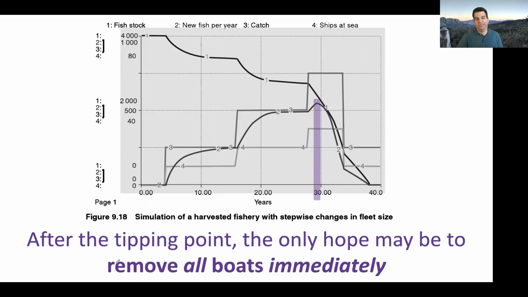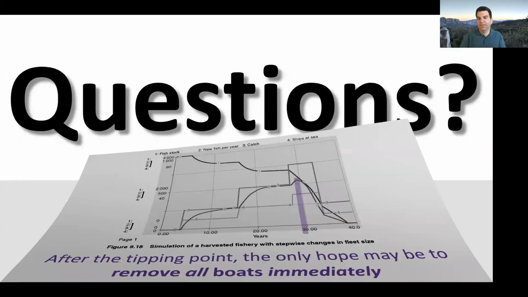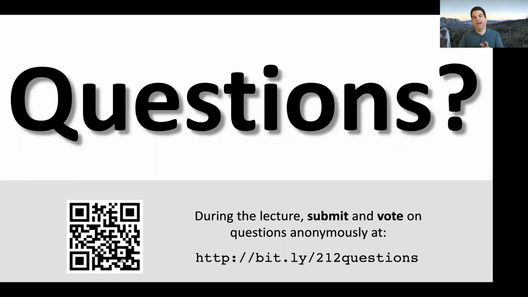And so really our only strategy is we just have to remove all the boats in order to actually cause the fishery to recover. All right, I want to give a more abstract case to make this more generalizable to things outside of fisheries. But before I do that, are there questions about this fishery example?